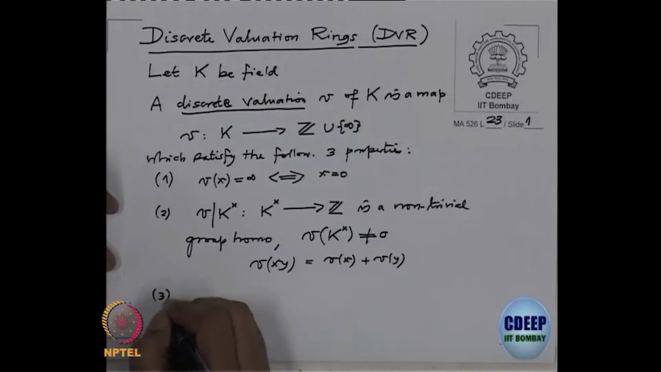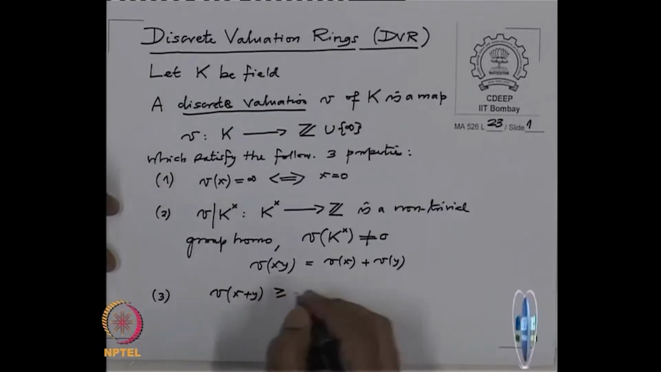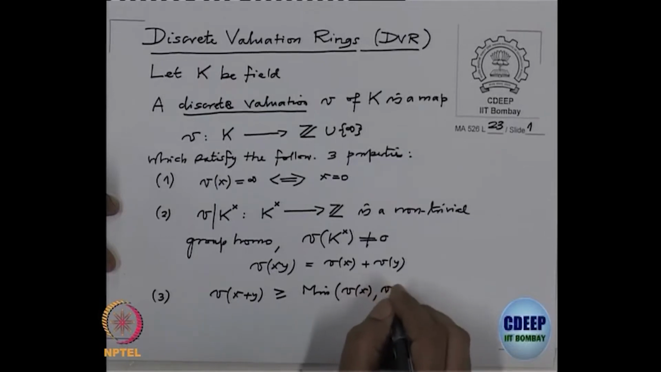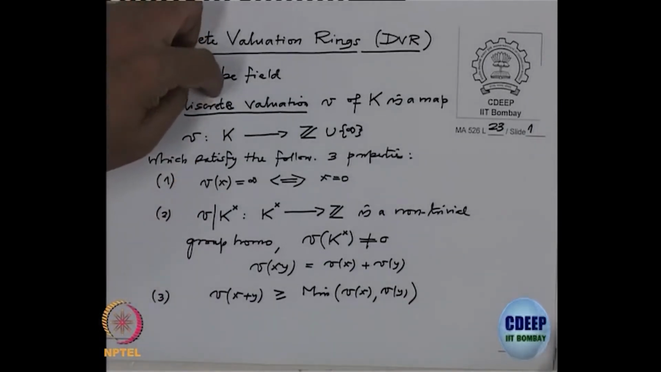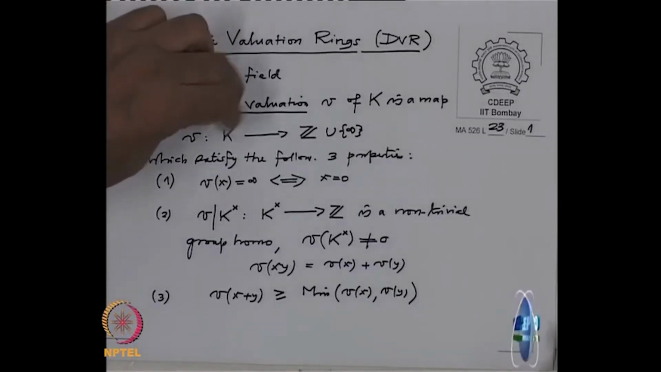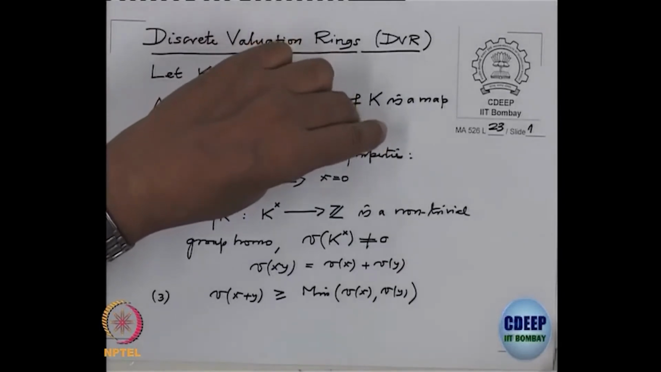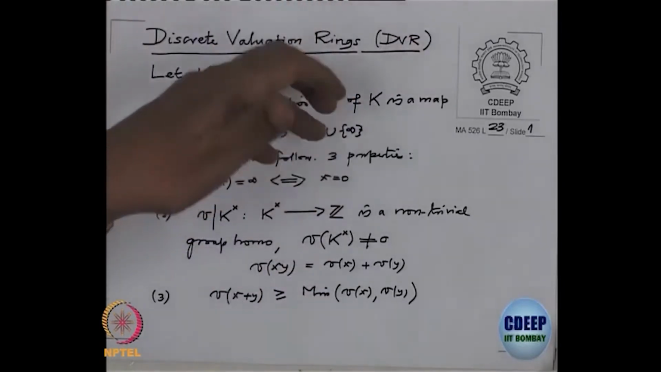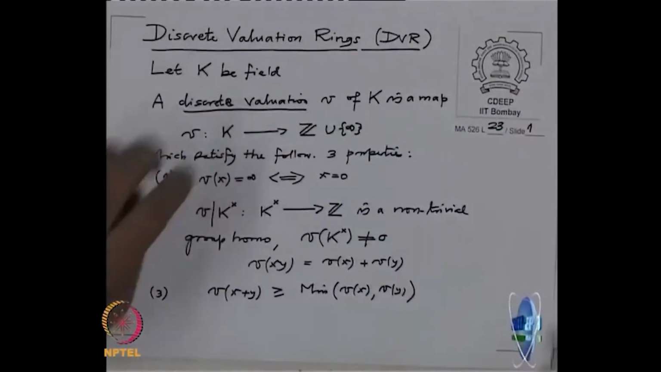And the third one, V of x plus y is bigger than or equal to the minimum of Vx and Vy. Such a thing is called a discrete valuation. A couple of words about discrete: normally one studies general valuations, but then this side would be a different group, for example the real numbers or even a bigger group. So, those are not discrete groups. Because of that, this is called a discrete valuation.